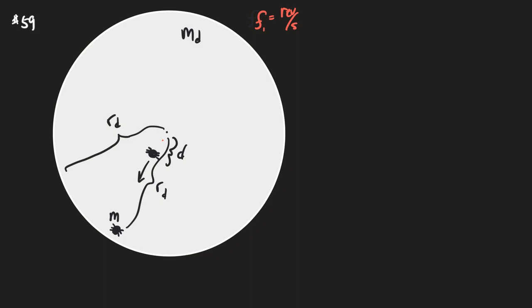Now, here's what you guys probably aren't thinking of, and I think you need to. The disk and the bug have a single moment of inertia. It would be the moment of inertia of the disk plus the moment of inertia of the bug. They just add together.